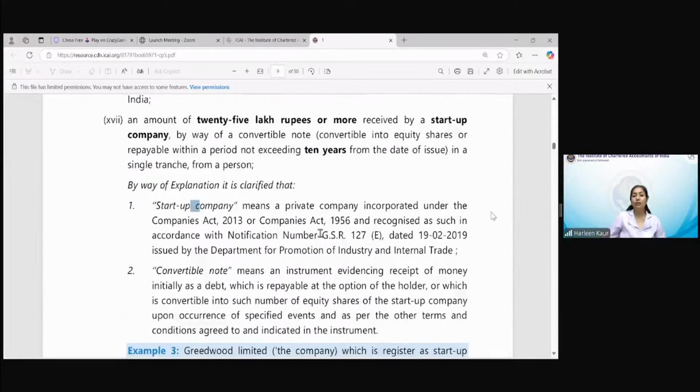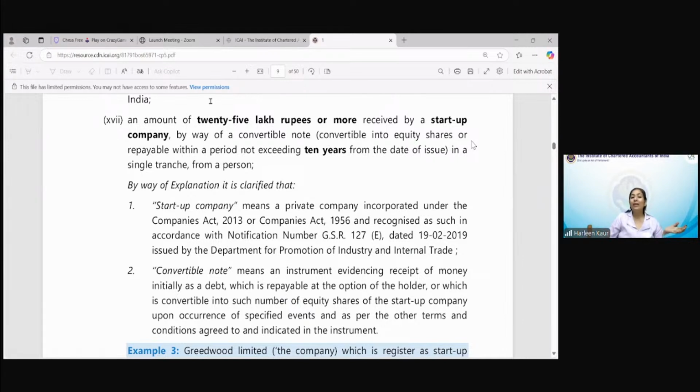It has given you a definition that a startup is a private company which is formed under Companies Act and is recognized by the Department for Promotion of Industry and Internal Trade. DPIIT is the organization which tells you that you are a startup company, then that company is known as a startup company. Convertible note means any money which a person is receiving as a debt and which is repayable at the option of the holder or it is being converted into equity shares. So convertible note, you anyways know that is going to be converted into equity shares.